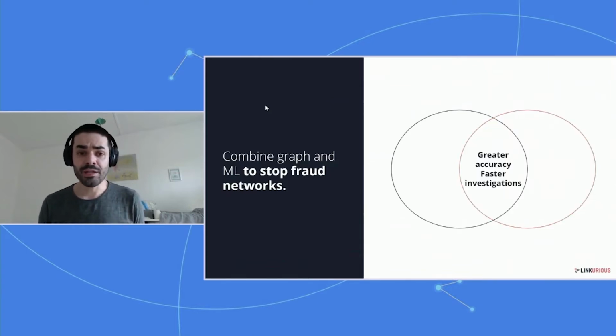When combined, there's a lot of potential here. You can have a real impact in terms of accuracy, and I'm talking lower false positives, lower false negatives, and it can also lead to faster investigations.